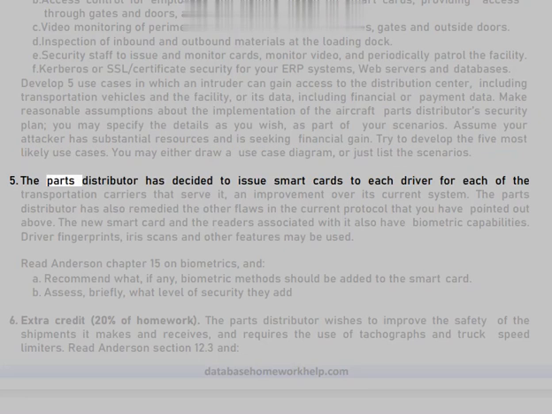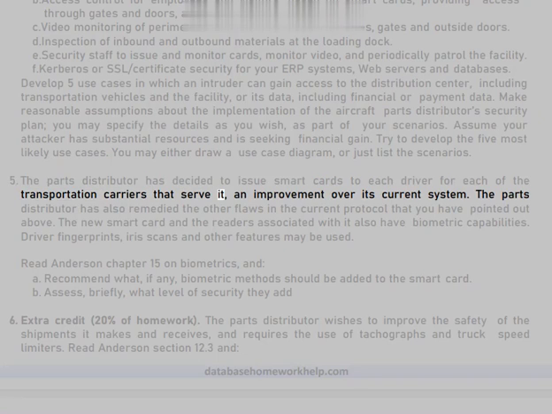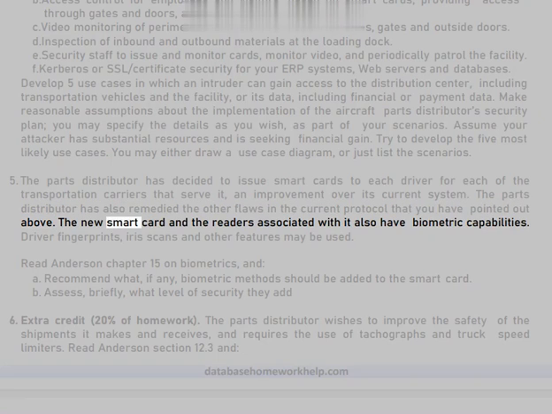5. The parts distributor has decided to issue smart cards to each driver for each of the transportation carriers that serve it, an improvement over its current system. The parts distributor has also remedied the other flaws in the current protocol that you have pointed out above. The new smart card and the readers associated with it also have biometric capabilities. Driver fingerprints, iris scans, and other features may be used.